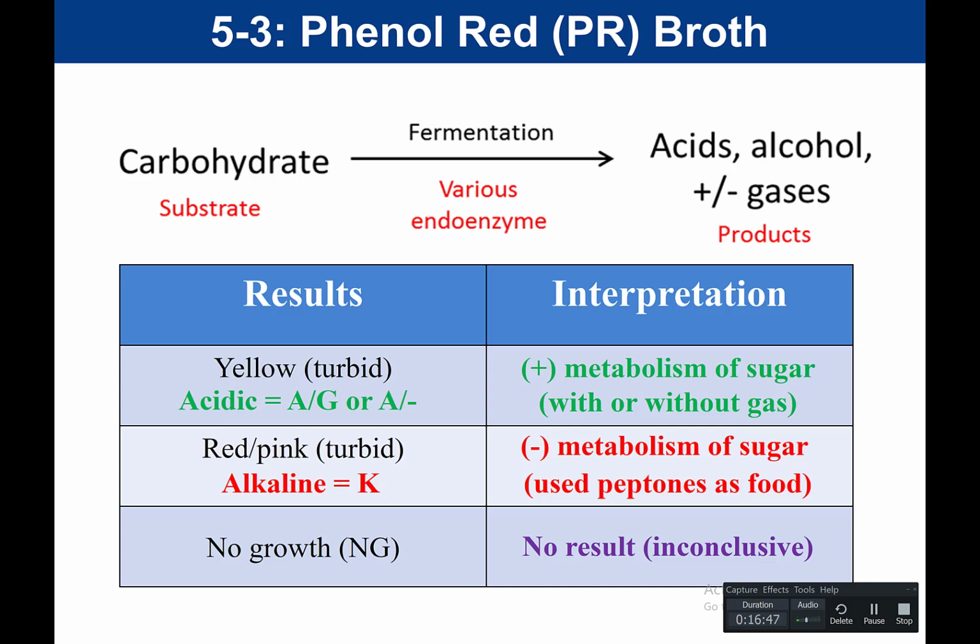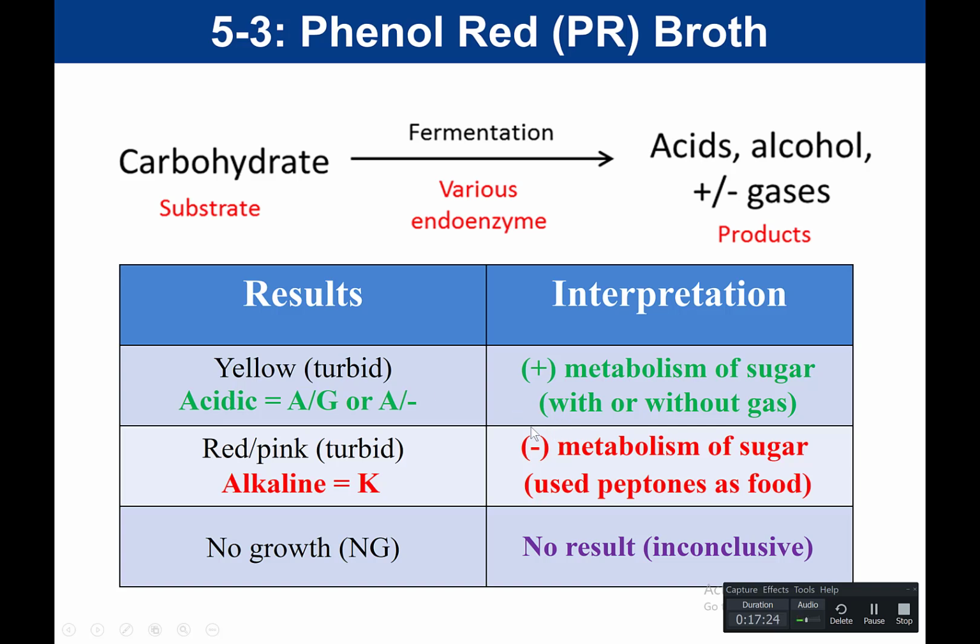So this is used to help you fill out your biochemical sheet. So again, you want to study your substrate, your enzyme. In this case, it's various endoenzymes. We're not testing any one particular enzyme. You want to understand what the products are. So the products of this process are acids, alcohol, plus or minus gases. So those are your products that you're going to record. You want to record what does the positive test look like, right? So the positive test would be yellow with turbidity.